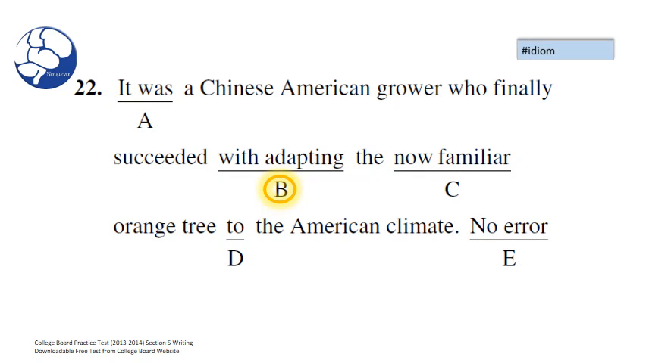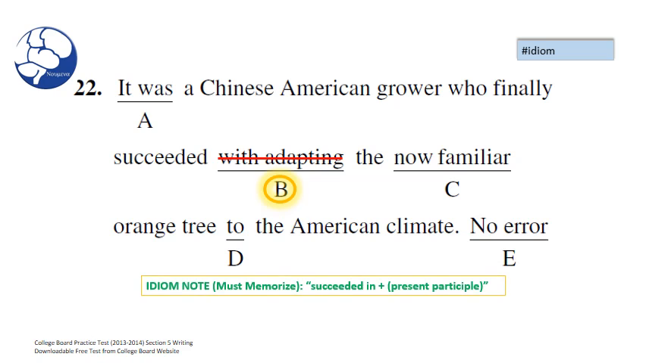After going through the choices, it looks like we were correct in finding an error at B. It's an idiom error. We need to correct this idiom by eliminating with adapting and changing it to succeeded in adapting. Notice we had another idiom in the sentence, familiar to. You need to memorize both idioms. Now you know both idioms, so next time you see a question involving these two idioms, you know exactly where the error is.